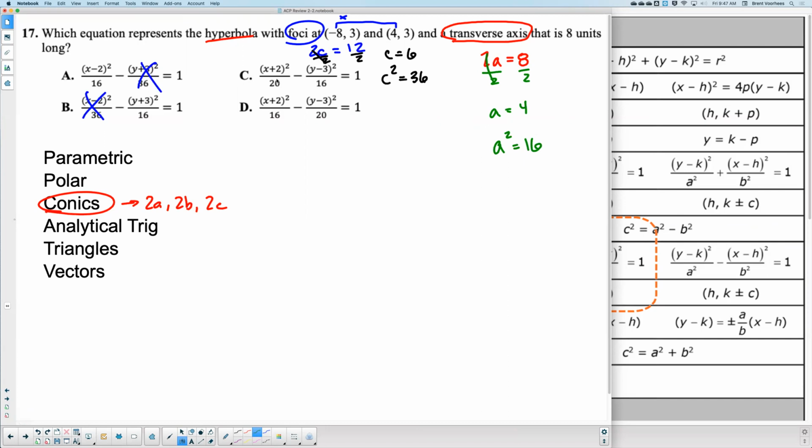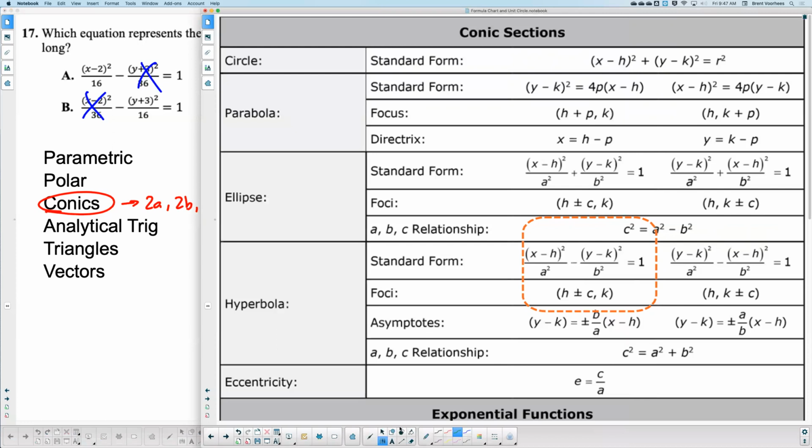I'm going to go to the formula chart. Where does the A squared go? The equation that has a positive x fraction and a negative y fraction is this first one. It's not the second. It's this first one. Oh, and I forgot to say this with foci. Let me finish the problem first.